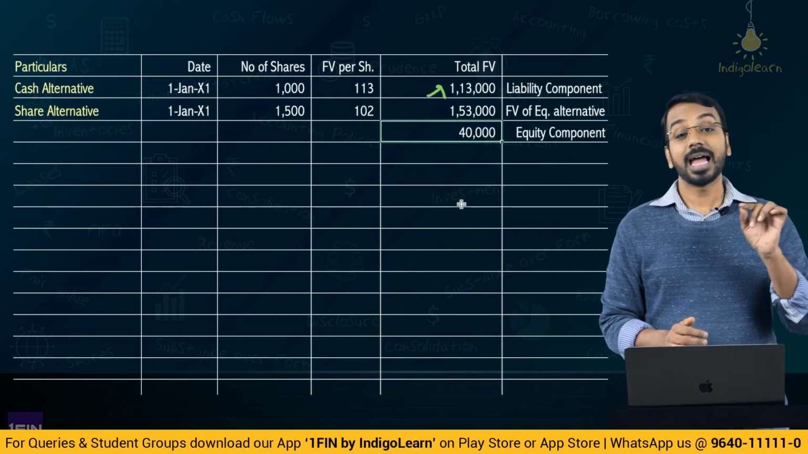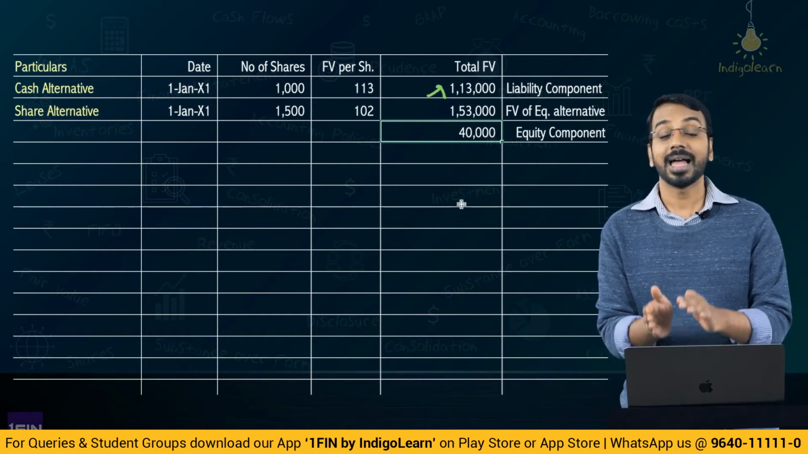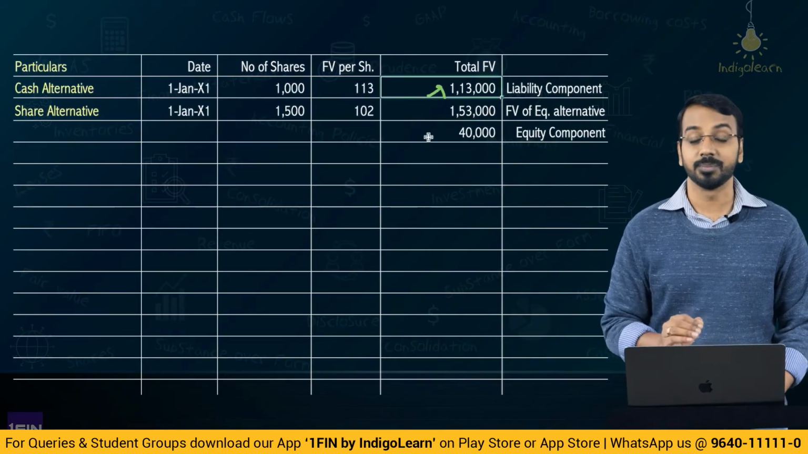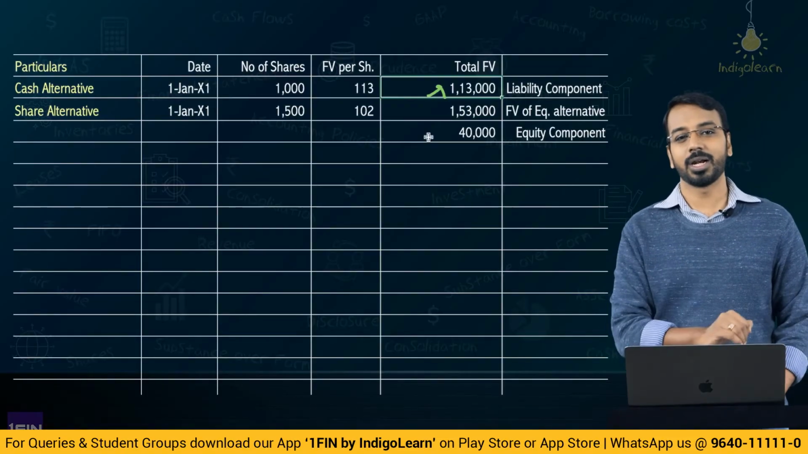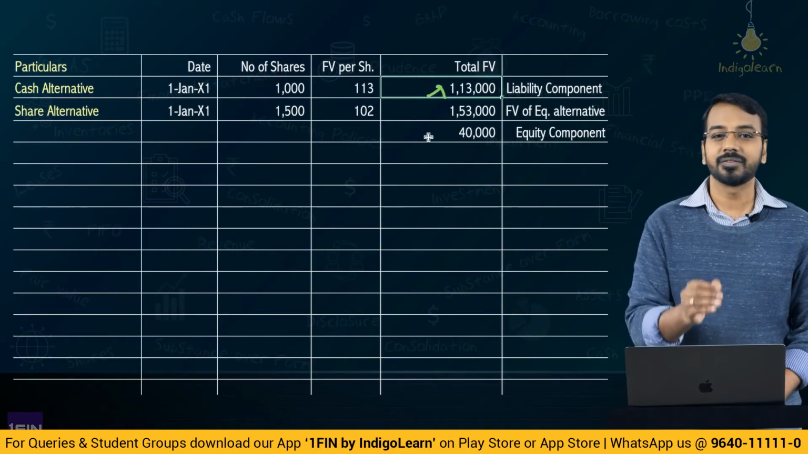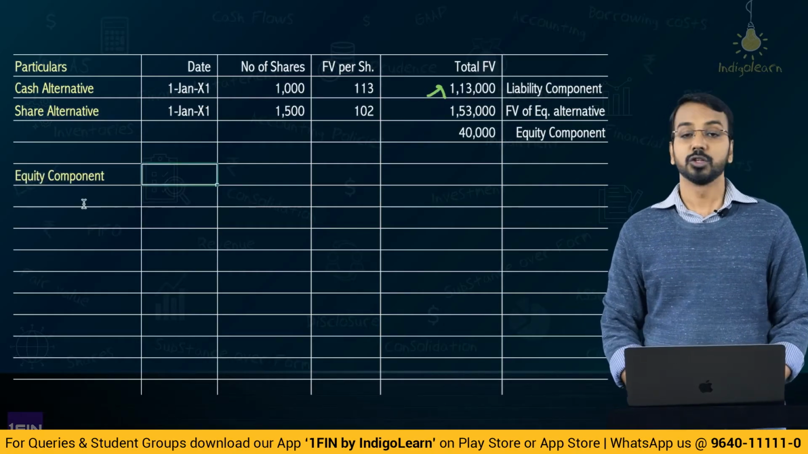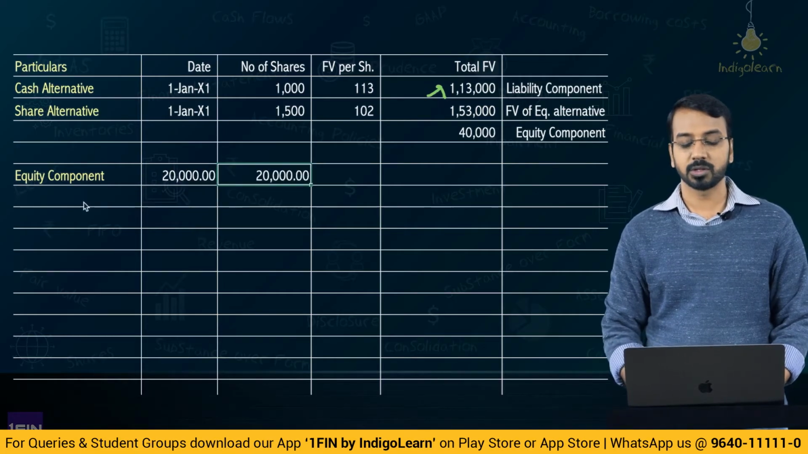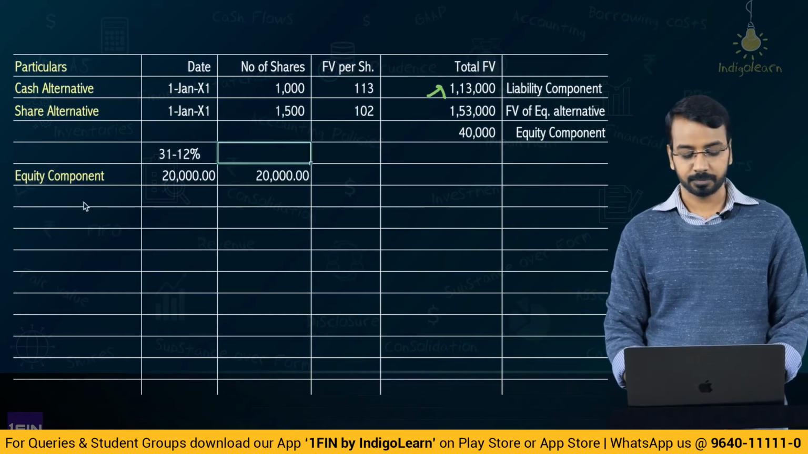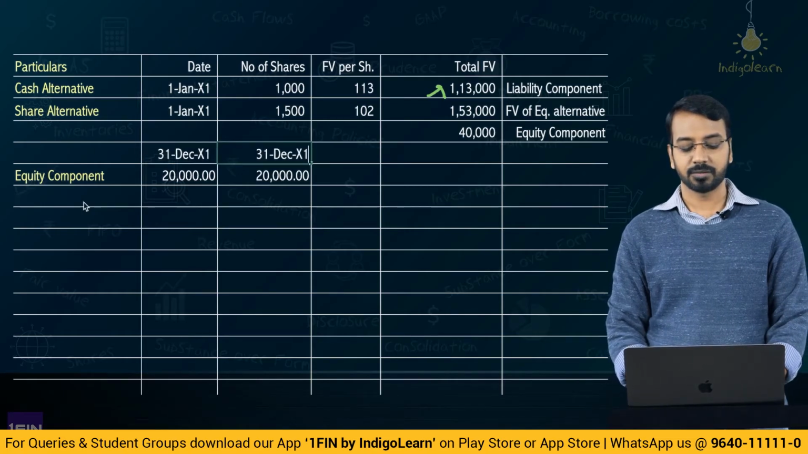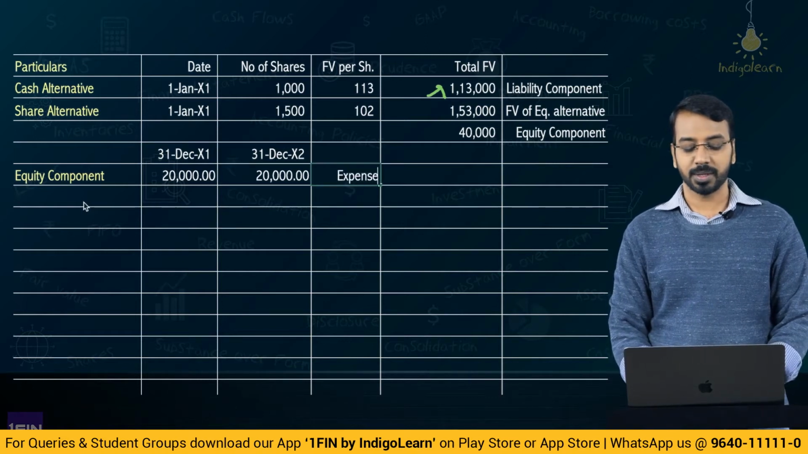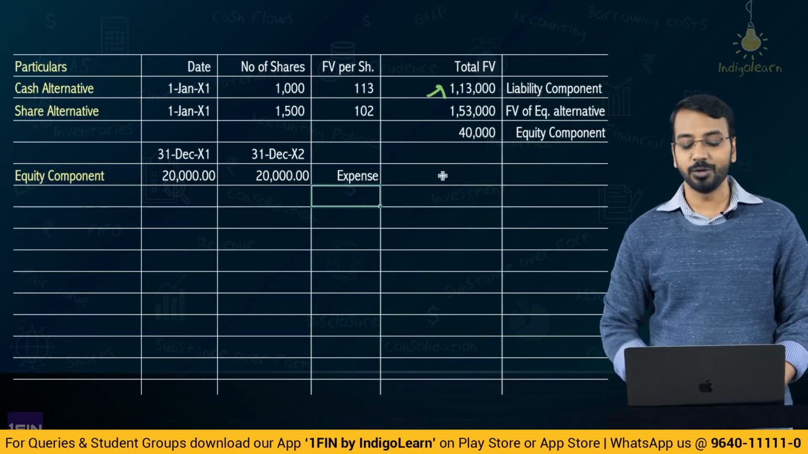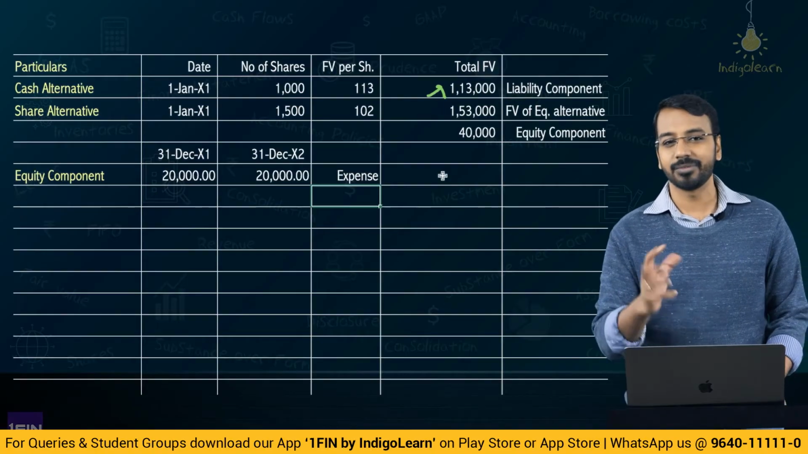And we know that the liability component or cash settlement alternative has to be remeasured at the end of each reporting period. So, we will not account considering 1,13,000. We will account for the cash settlement alternative considering the fair value as on 31st of December of year 1. As far as equity component is concerned, you will have expense of 20,000 in year 1 and 20,000 of expense in year 2. So, this is 31st of December of year 1 and this is 31st of December of year 2. 20,000 and 20,000 will be the expense for the equity component. This value will not change because for equity component we do not remeasure.